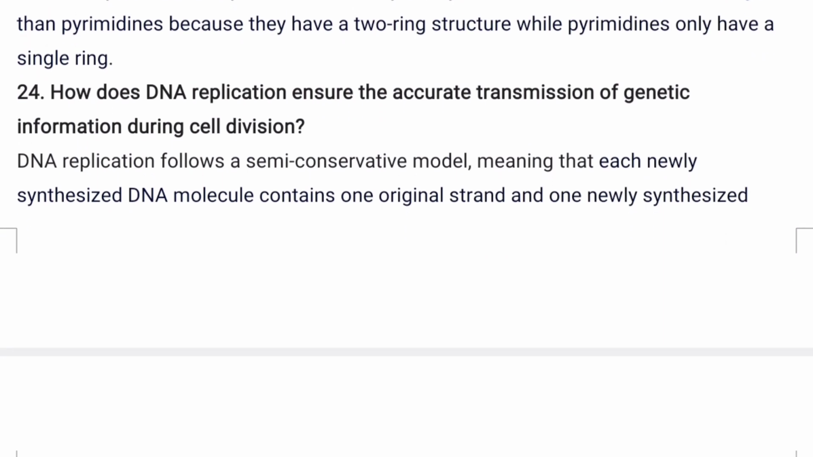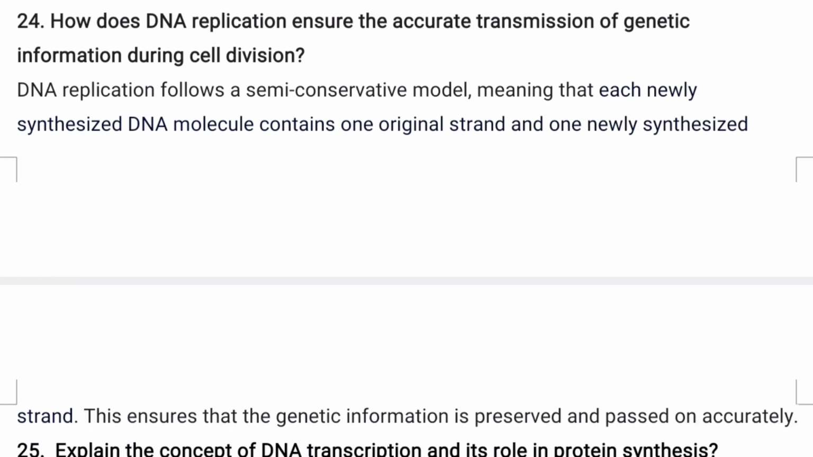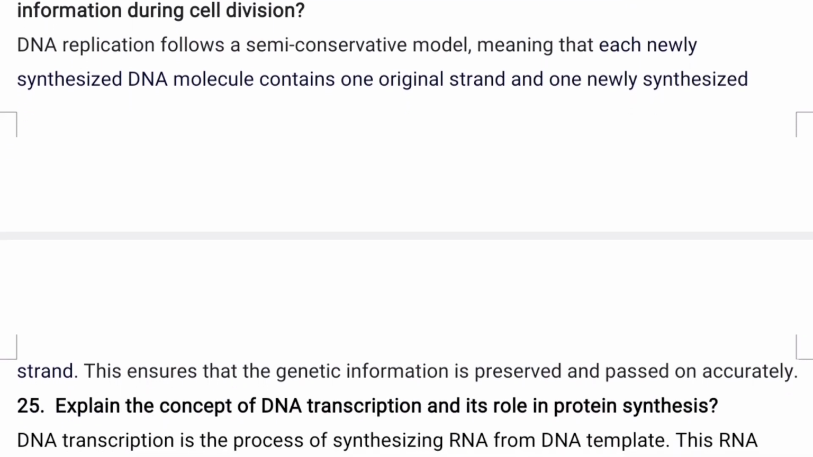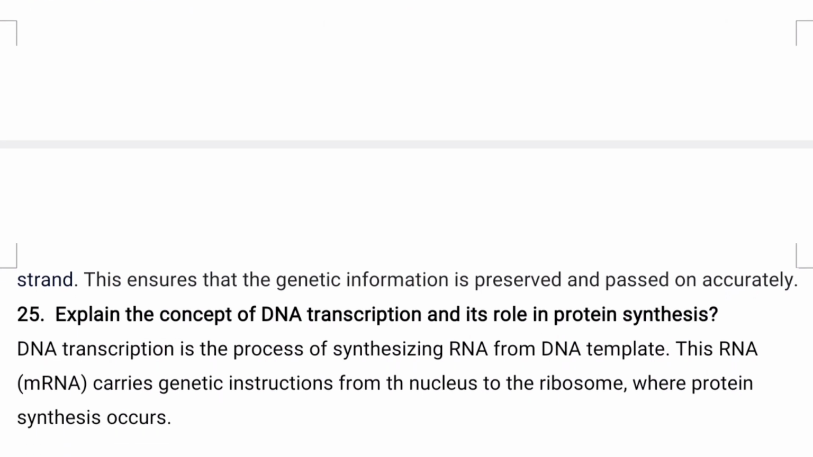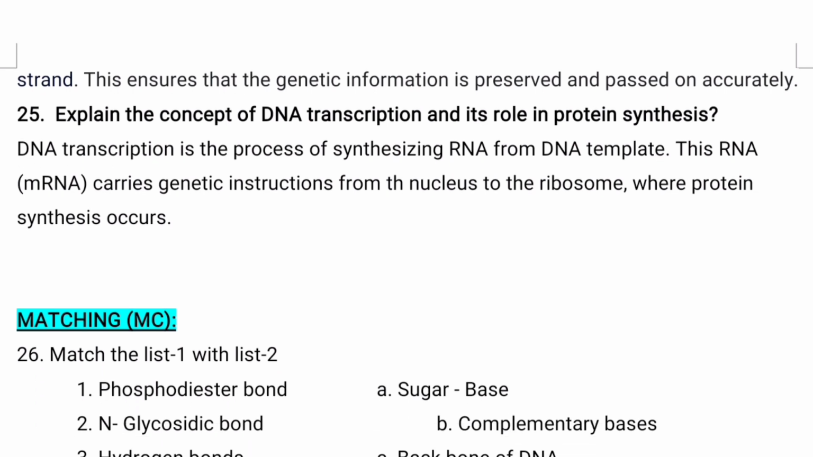Okay, so let's see the next question. How does DNA replication ensure the accurate transmission of genetic information during cell division? Yes, DNA replication follows a semi-conservative model, meaning that each newly synthesized DNA molecule contains one original strand and one newly synthesized strand. So that's why this type of replication is called the semi-conservative mode of replication. This ensures that genetic information is preserved and passed on accurately.